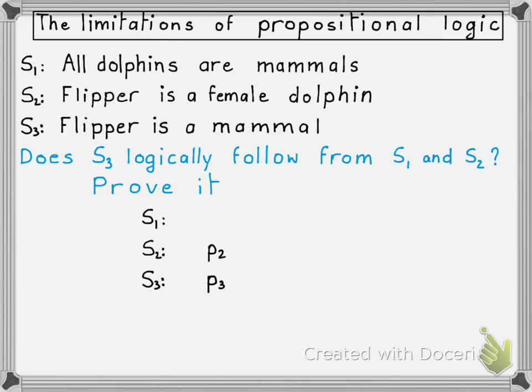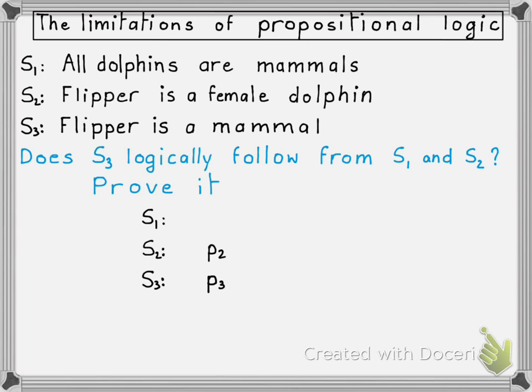But here, it's a good idea to stop and think a little bit more. So for example, what are the possible ways that one could make S2 turn out false? Let's say Flipper is a male dolphin, then clearly S2 would be false. But because Flipper would still be a dolphin, part of S2 would actually still be true, and the other part of it, the part about being female, would be false.